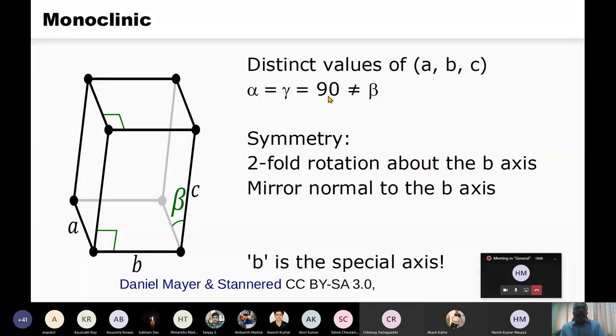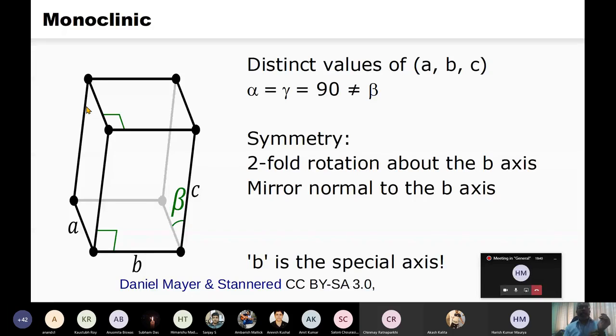And alpha and gamma are 90 degrees, and beta is some non-special angle. It is sort of interesting that they have chosen B as a special axis. About this axis, it has twofold rotation symmetry. Because these angles are 90, twofold rotation symmetry will basically take this rectangle formed by A and C onto itself when you rotate it by 180 degrees about the B axis.